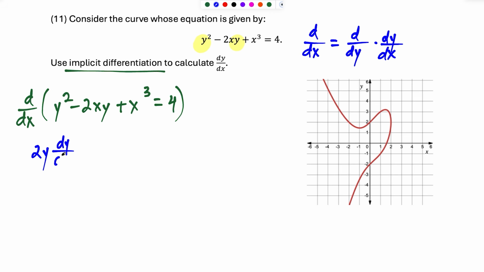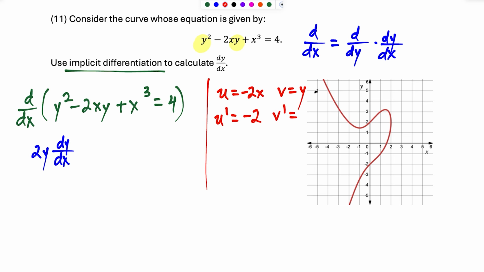Now for the next piece, we have this minus 2xy. We're going to have to use the product rule. For this, I'll put a section over here and say u is equal to negative 2x. That's the first part of our product, and the second part of our product is y. When we derive negative 2x, this is not a problem. This is just going to give us negative 2 because we're deriving everything with respect to x. But when we derive y, don't just say 1. The derivative of y is 1 times dy/dx because we are deriving with respect to x.